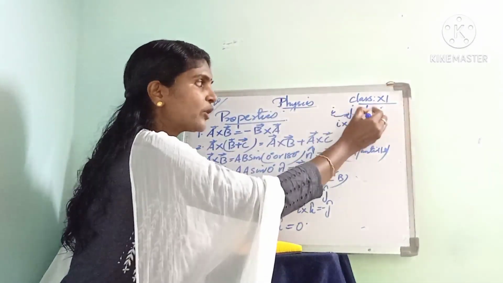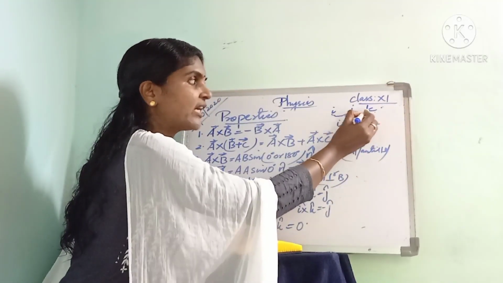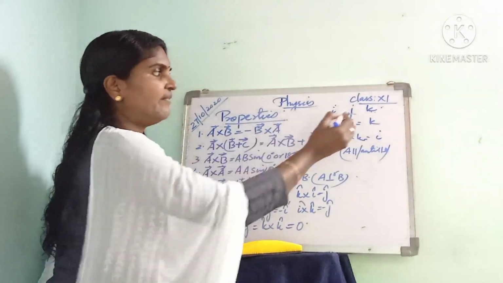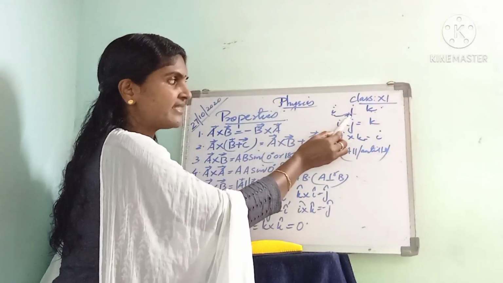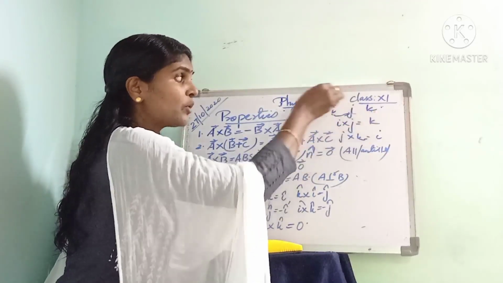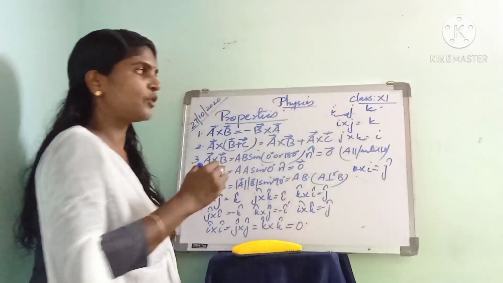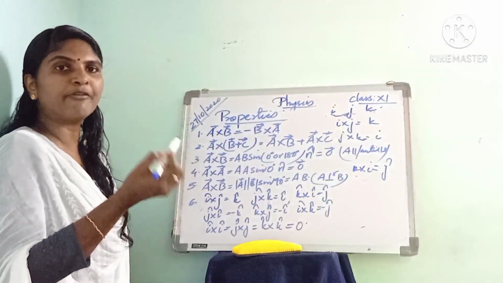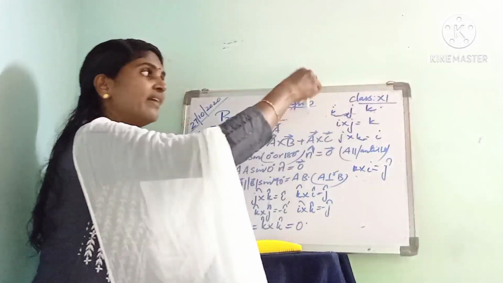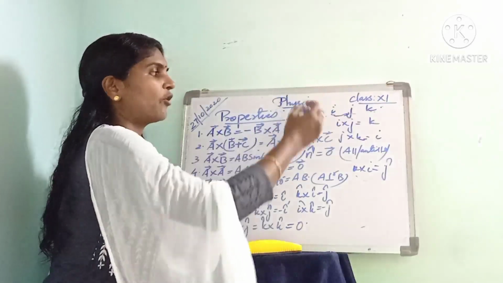Then what about j cross k? What is the third vector? After taking the cross product of j cross k, the remaining is actually i. So first we take i cross j as k, then j cross k as i, the next k cross i. K cross i what? It is j. So the cross product of different unity vectors is actually cyclic. It will go in the anti-clockwise direction.